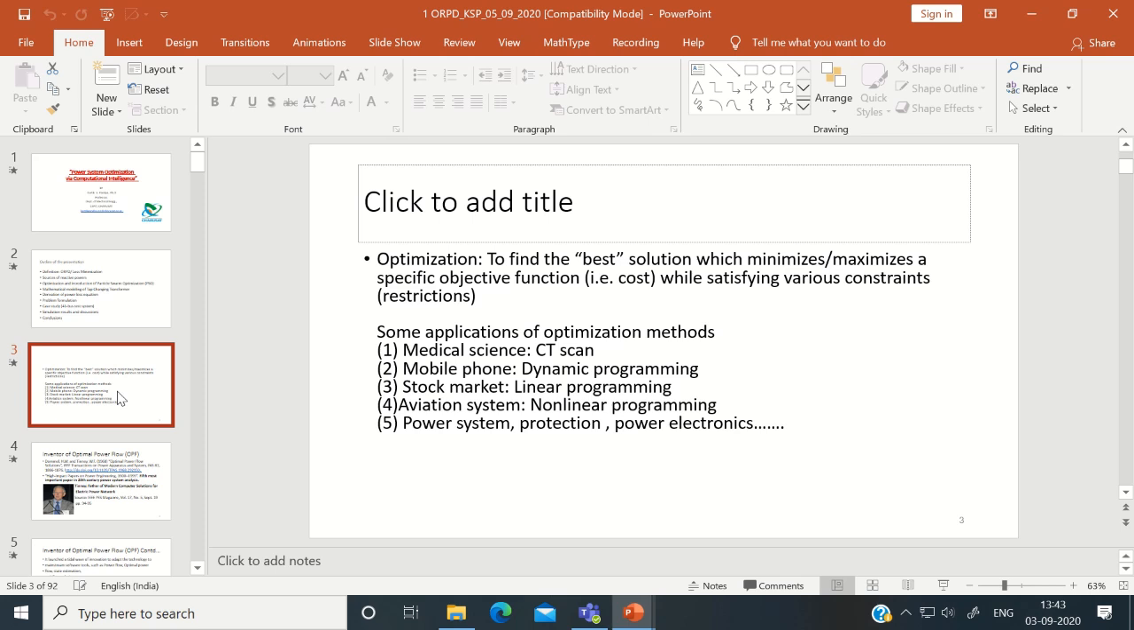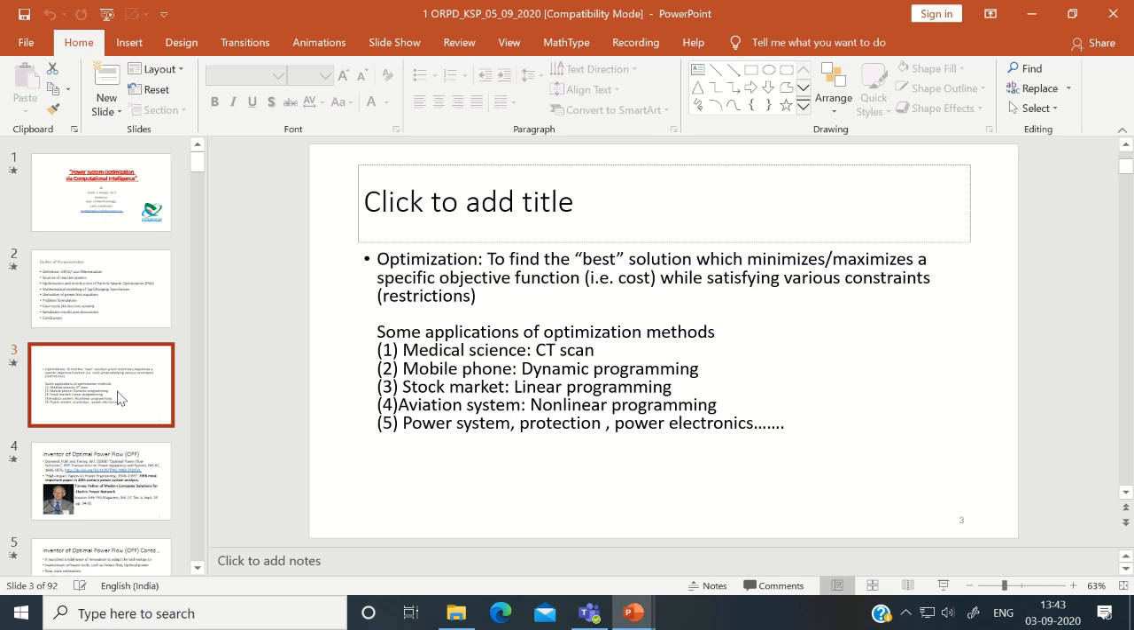Now we will see the definition of optimization later on. We will solve a very simple sum. So what is the optimization? The main aim of optimization is to find the best solution among many possible solutions available, while satisfying the various types of equations, which are known as the constraint equations or restriction equations.